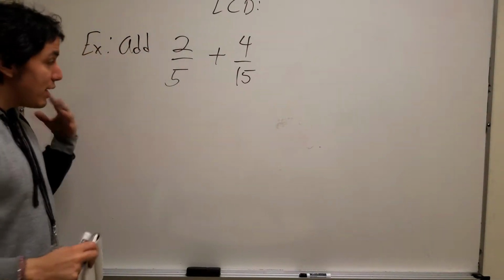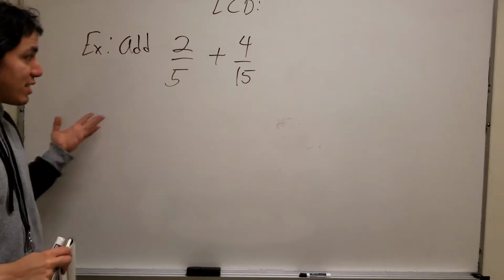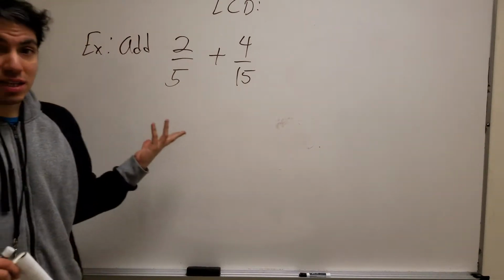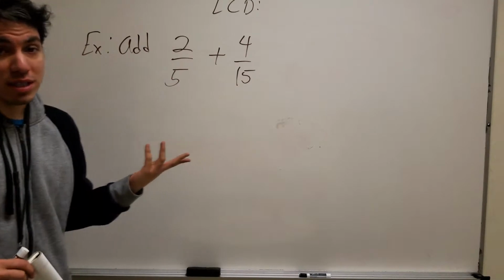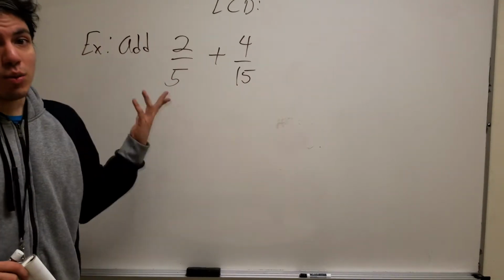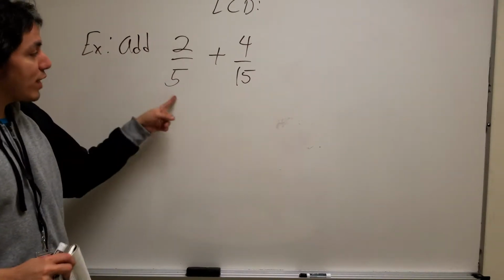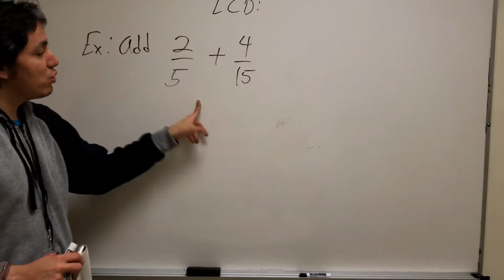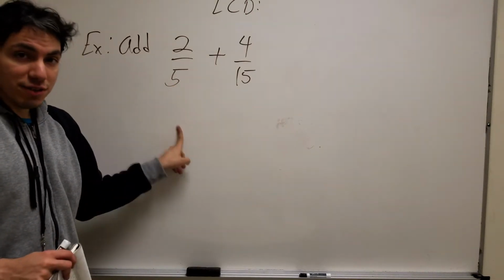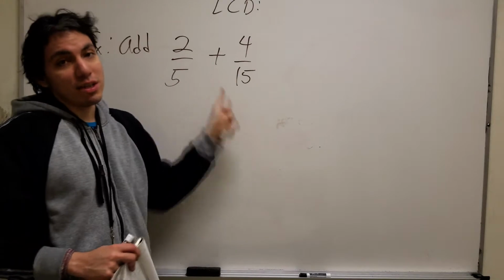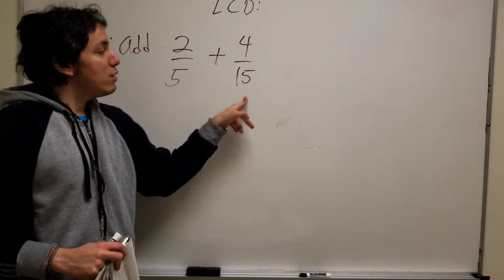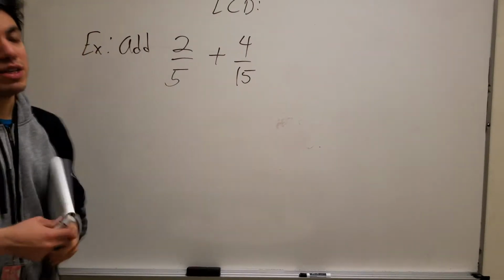So me, when I see this, I immediately see that the least common denominator would be 15. Why is it 15? Because when you write out the multiples of each of these two, you get 5, 10, 15. But this one you get 15, 30, and 45. Immediately you know the LCD is going to be 15 here. Okay?